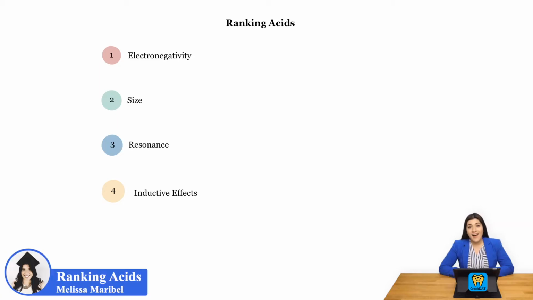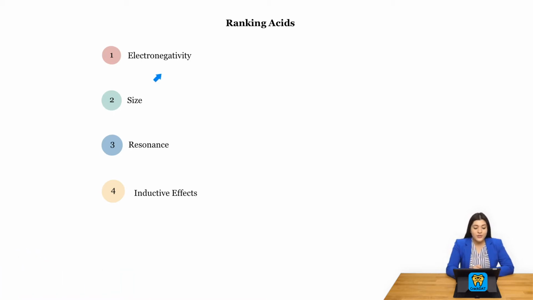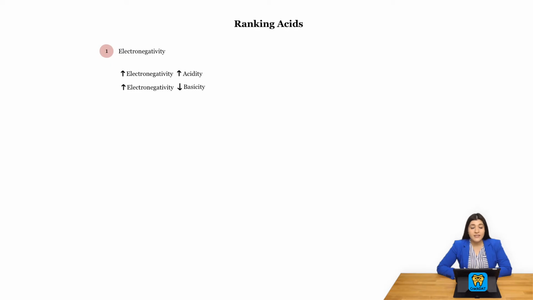When we're ranking acids from most acidic to least acidic, we will focus on these 4 different factors. So the first one is we're going to talk about electronegativity. Then we'll look at size, specifically atomic size, and how that correlates with acidity, resonance structures, and inductive effects. The first one we'll go over is electronegativity.